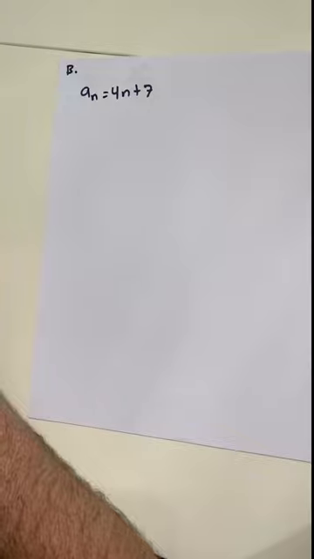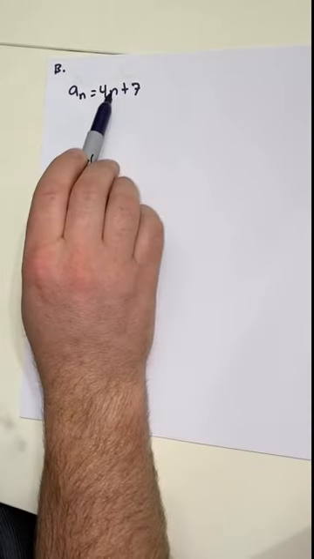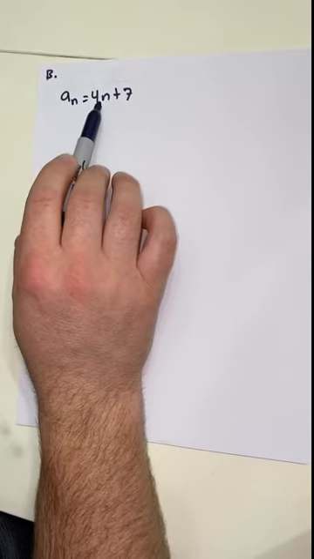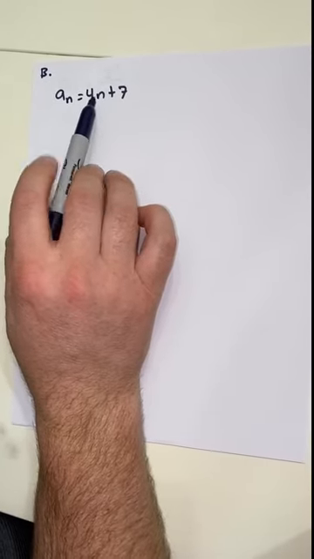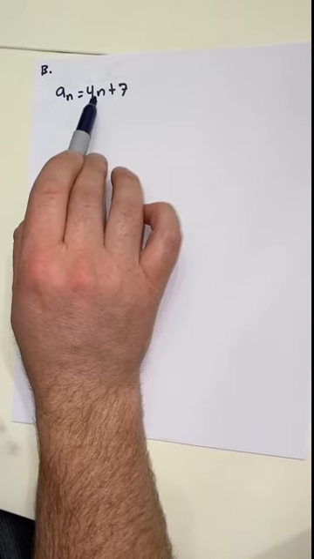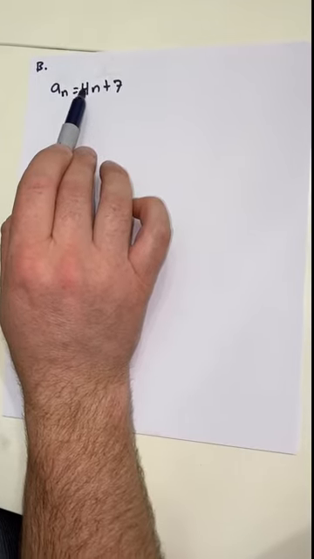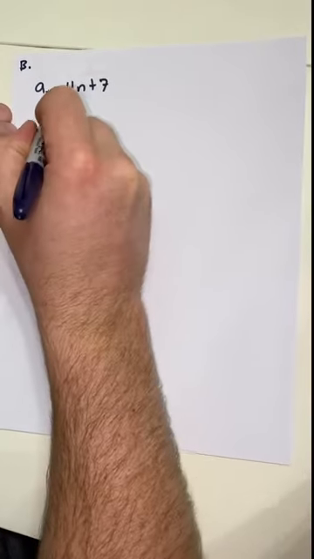So here's what this means. We want the first 5 terms. That means we're going to substitute n for 1 and solve it. Then we're going to substitute it for 2, then 3, and then 4, and then 5. Okay, so I'm going to go to my formula.